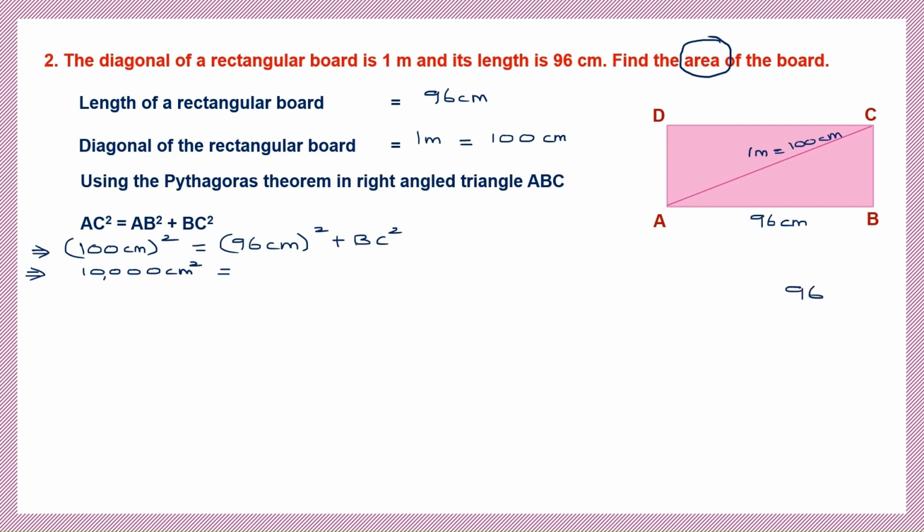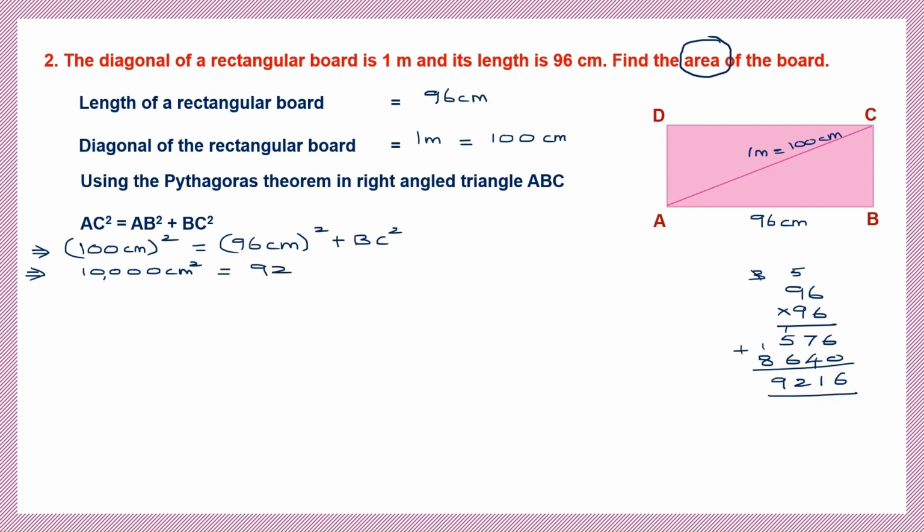So how much is 96 into 96? Let's calculate. 6 6s are 36, carry 3. 6 9s are 54, plus 3 is 57. Then 9 6s are 54, carry 5. 9 9s are 81, plus 5 is 86. Add it up. 6, 7 plus 4 is 11, carry 1. 6 plus 6 is 12, carry 1, 9.